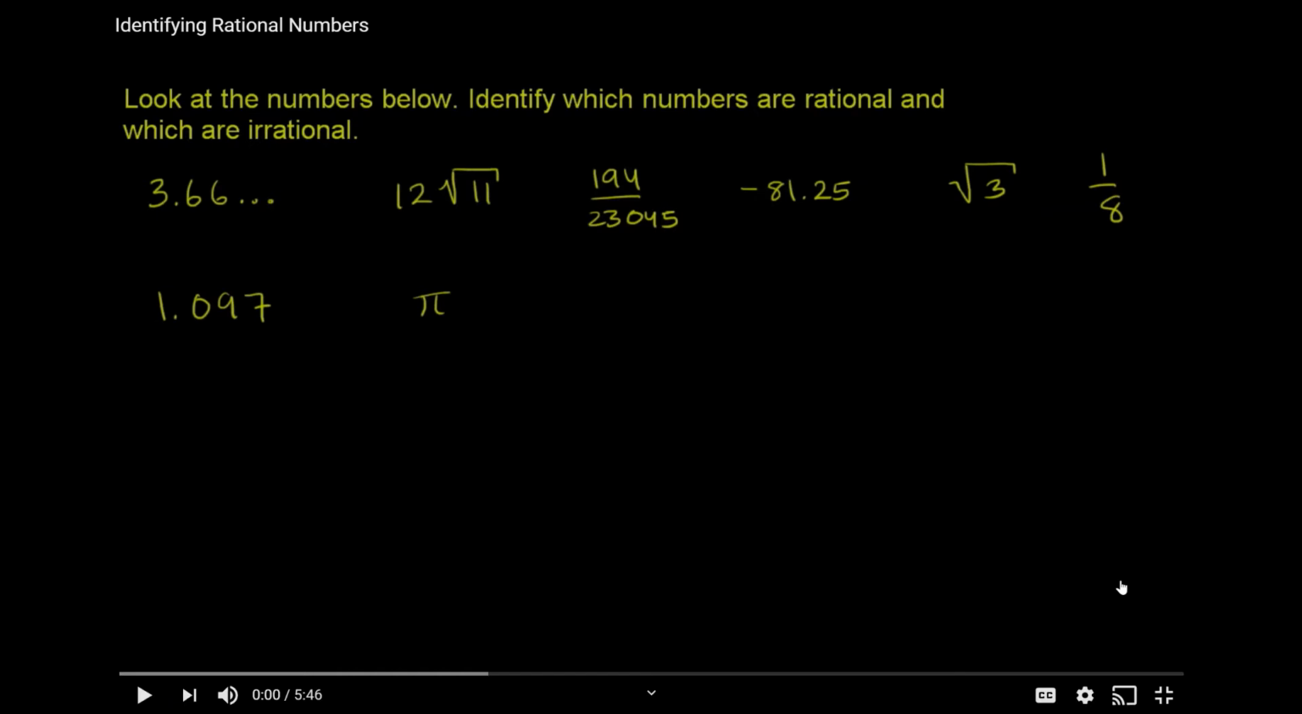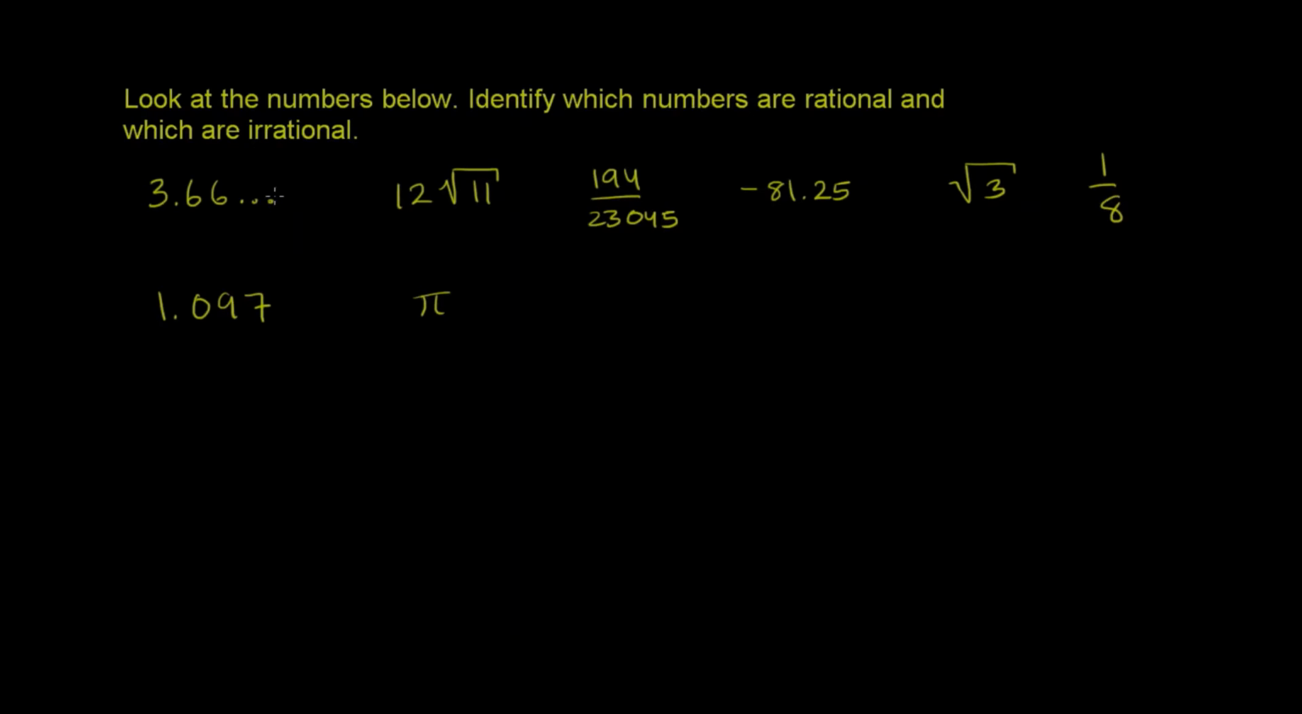Pay attention and take notes. Look at the numbers below. Identify which numbers are rational and which are irrational. So just as a bit of review, let's review what it even means to be a rational number. This means that you can be represented as the ratio of two integers. The ratio of two integers.